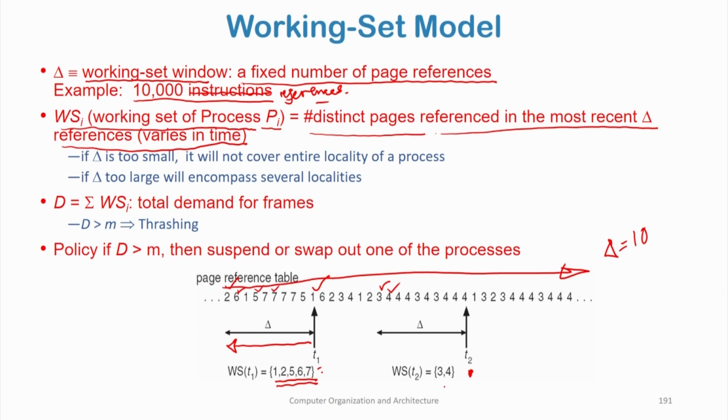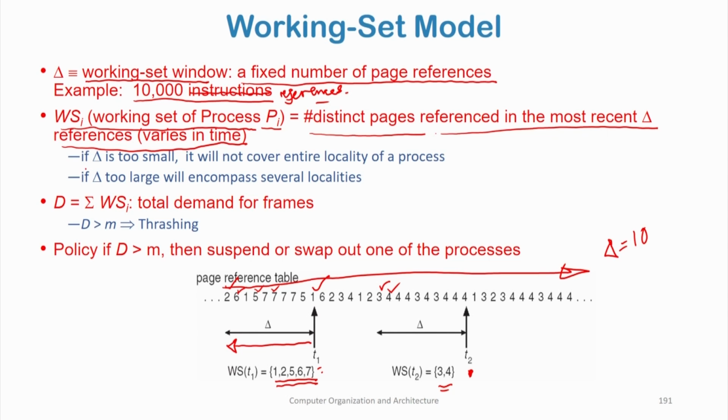So, the working set at time t2 is 3 and 4, while the working set at time t1 is 1, 2, 5, 6, 7. So, the demand for pages varies depending on time and is roughly defined by the working set at a given time.